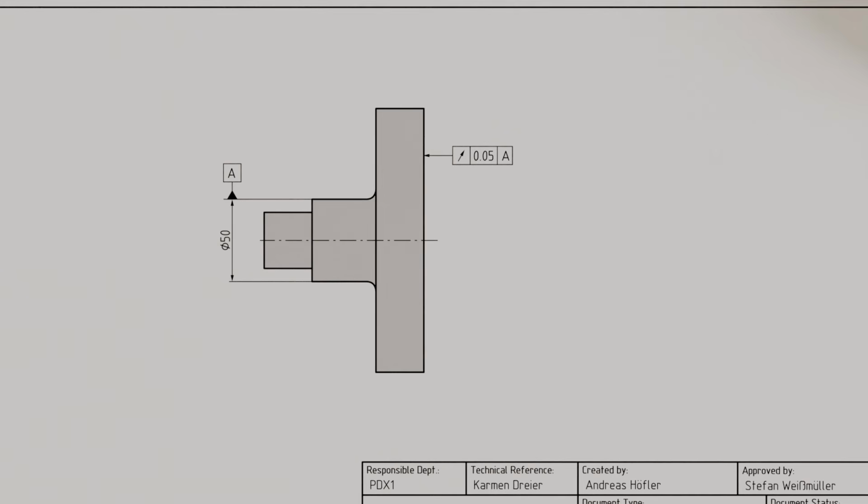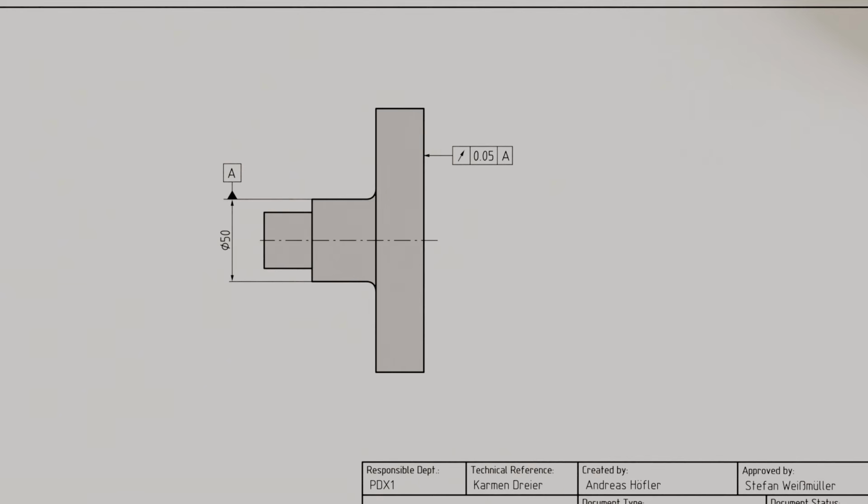This is then referred to as axial runout. Here again, a distinction is made between axial runout and total axial runout. Let us first take a closer look at axial runout using the example shown. The tolerance symbol is basically the same as for circular runout. However, the tolerated surface is not aligned radially to the datum axis but axially. Accordingly, the arrow of the feature control frame for axial runout points in the axial direction.